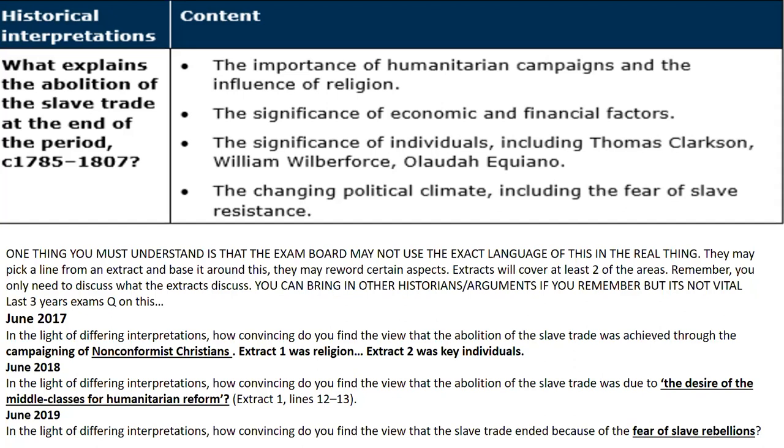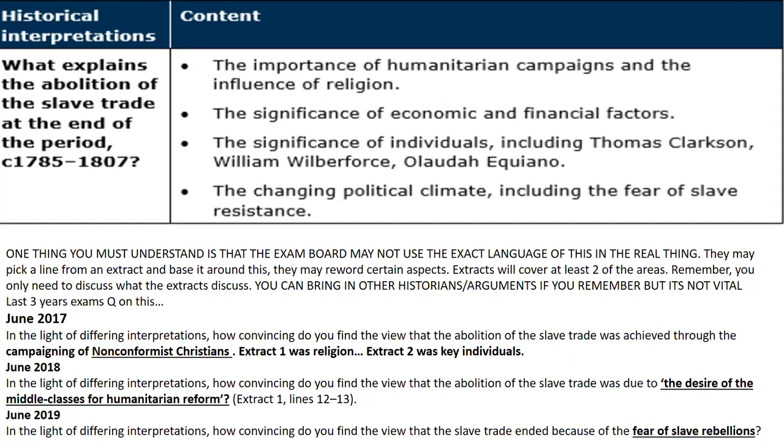In June 2018, the question was, in light of differing interpretations, how convincing do you find the view that the abolition of the slave trade was due to the desire of the middle classes for humanitarian reform. That picked out a quote from extract 1.